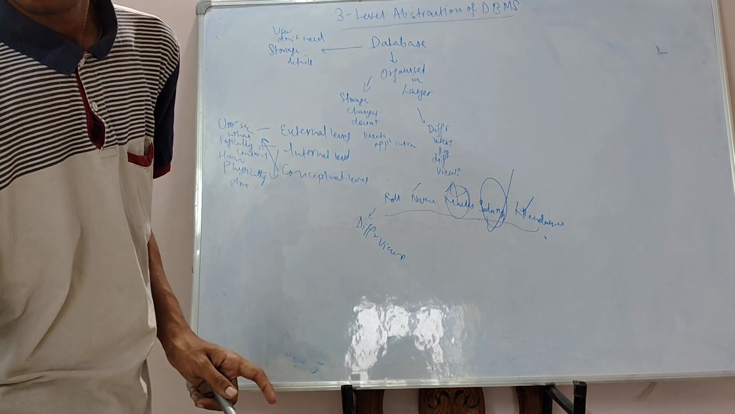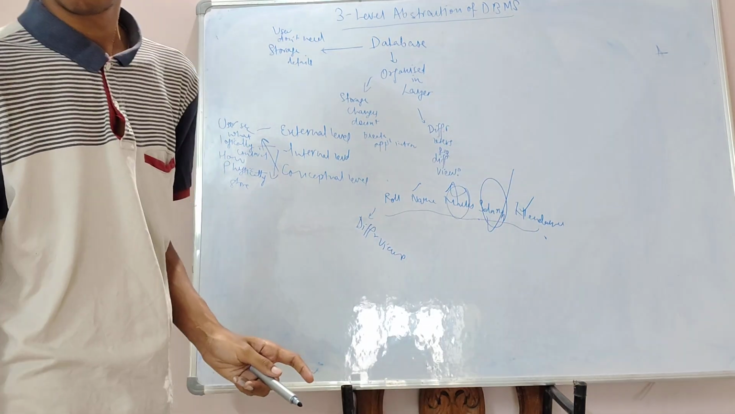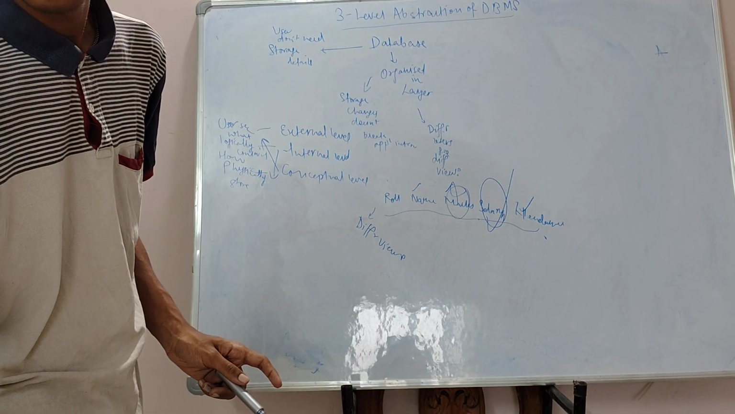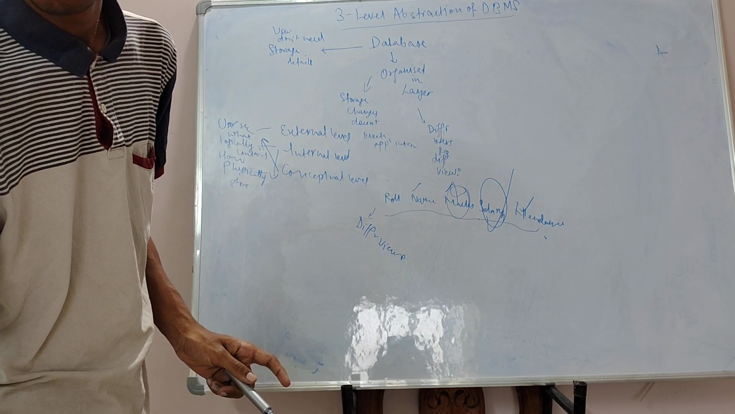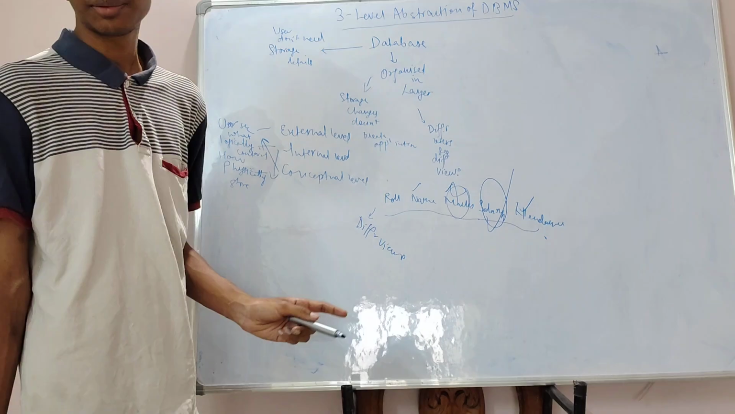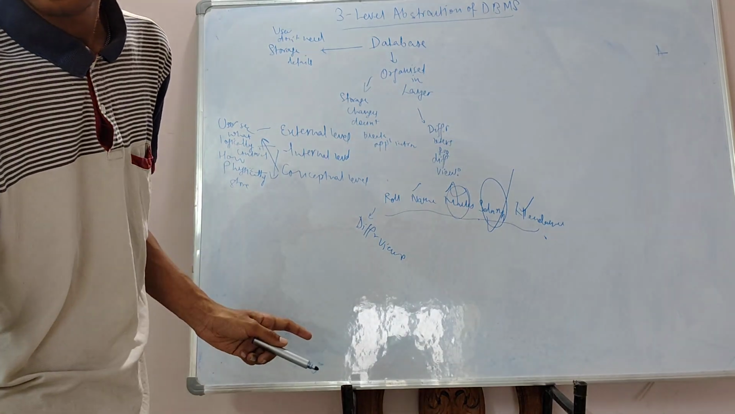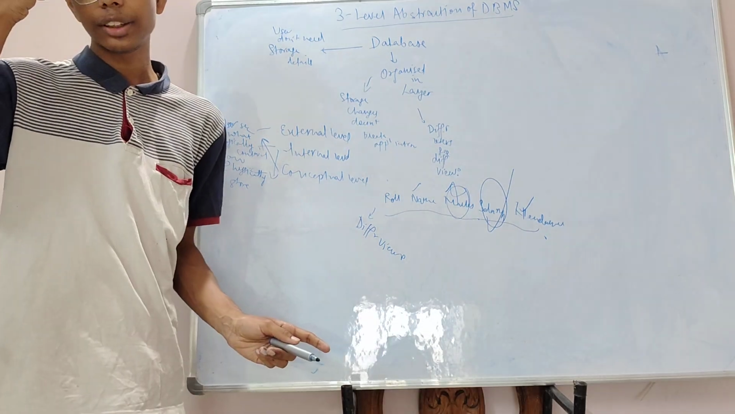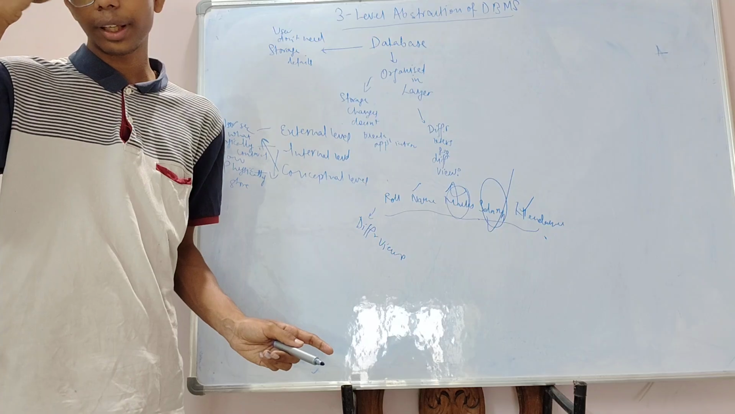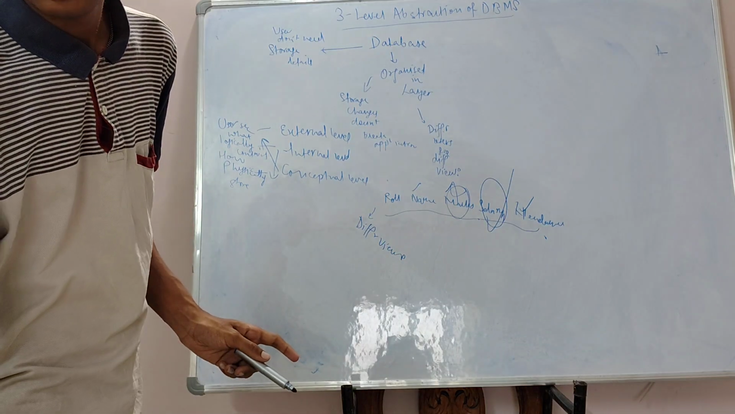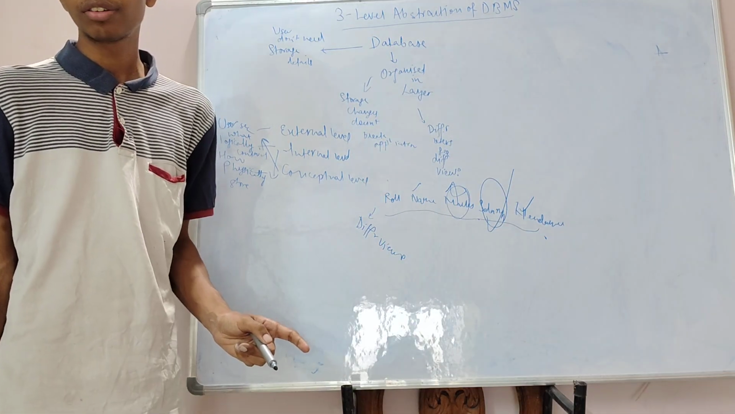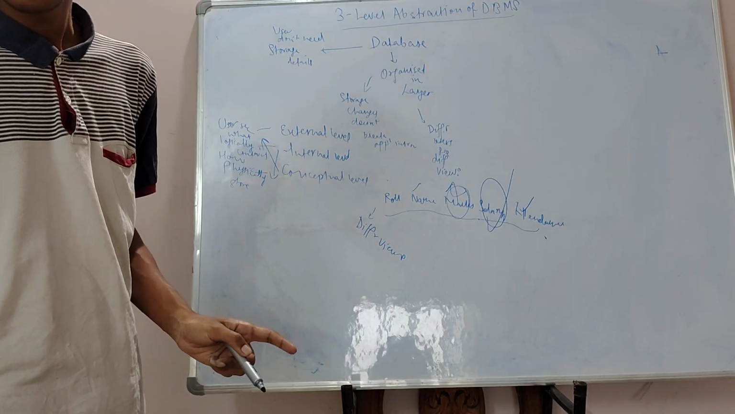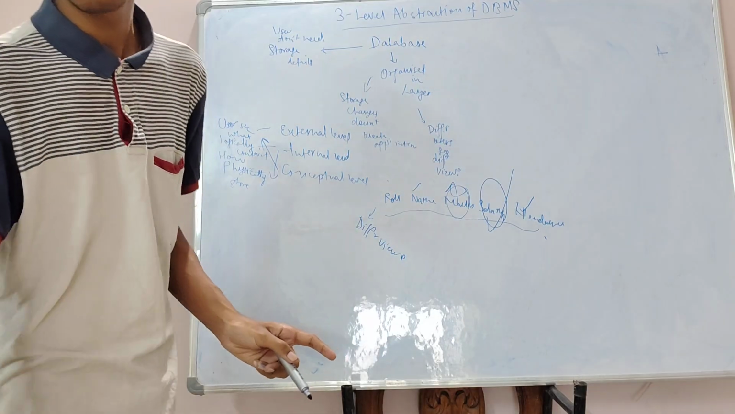These are called external views, user views, or external schemas. There can be many external schemas because many user groups exist. The external level focuses on what the user needs to see, not how data is stored.